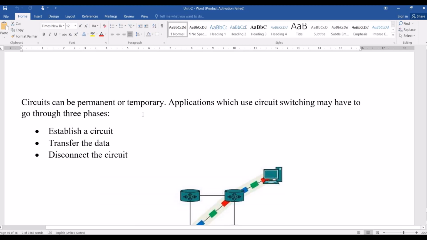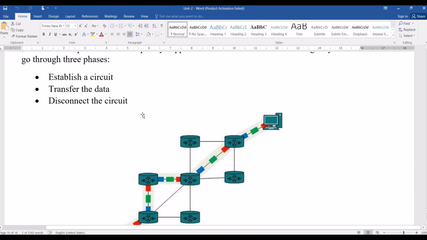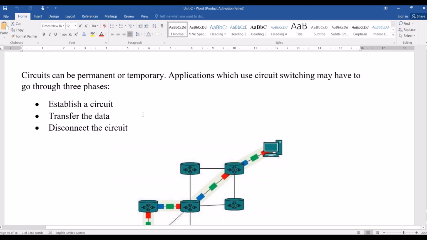Circuits can be permanent or temporary. Applications that use circuit switching go through three phases: establishment, transmission of data, and disconnection. Same as this three-way handshaking. Circuit switching can be permanent or temporary. Permanent means it creates a virtual circuit permanently from node to node, from sender to receiver. But in temporary, it establishes the circuit, transfers the data, and terminates it. It's temporary. Okay.